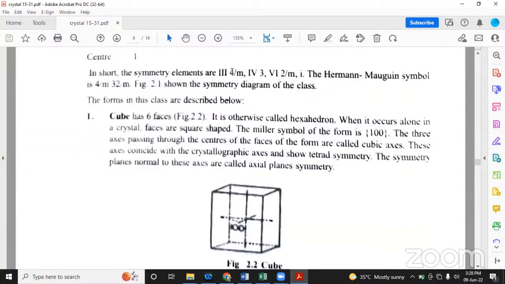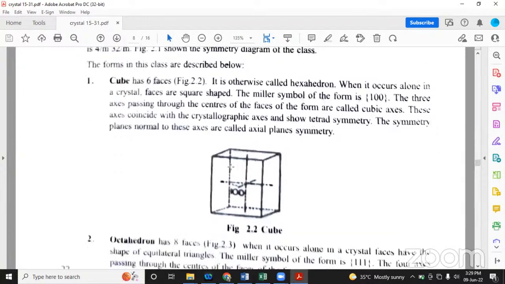This is a 4-axis 3-fold symmetry. Elements are like this. These are the symbols we can call the symbols.